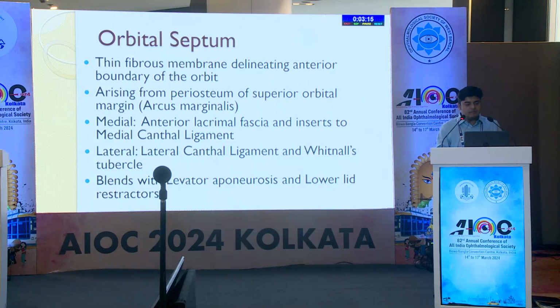Now, orbital septum is a thin fibrous membrane delineating the anterior boundary of the orbit. It arises from the superior orbital margin, also known as the arcus marginalis. Medially, it is adherent to the anterior lacrimal fascia and then inserts to the medial canthal ligament. Laterally, it inserts to the lateral canthal ligament and to the Whitnall's tubercle.